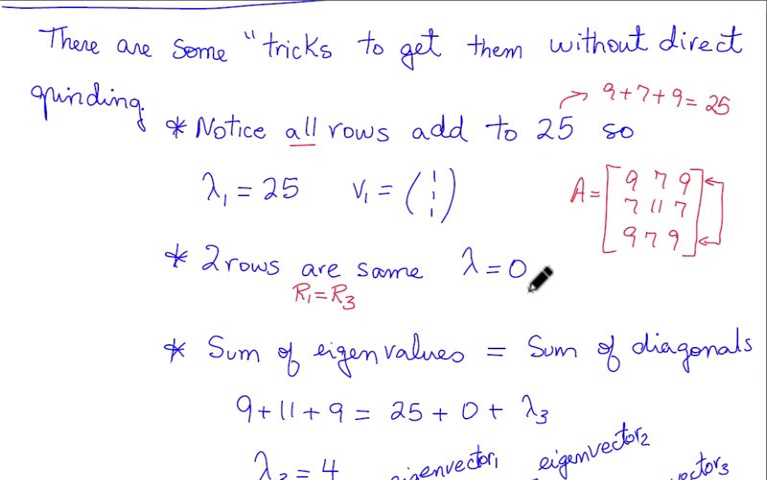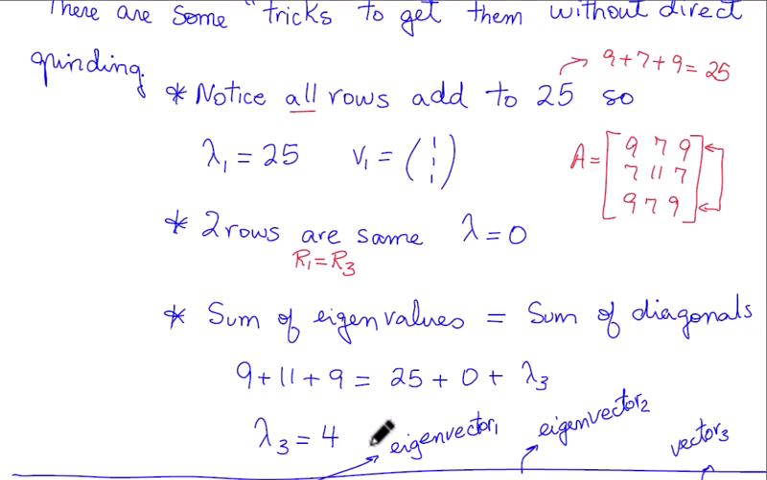The other thing to notice is that the sum of the diagonals must add up to the sum of the eigenvalues. So when I add up this side, I've got 9 plus 9, 18, and 11, 29. I already know 2 eigenvalues, and so the third one is 4. A trick that works sometimes. Is it worth doing? Maybe it gives you some insights.